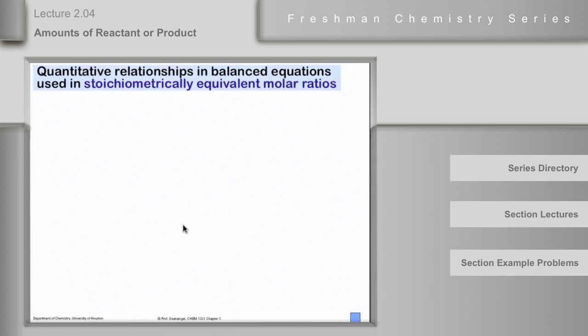Okay, now the last thing I want to talk about today is the quantitative relationships that are given by balanced chemical equations and how we can use them in something called stoichiometry. What is usually needed is, for a particular chemical equation, the information about how much product we can expect if we start with a certain amount of reactant.